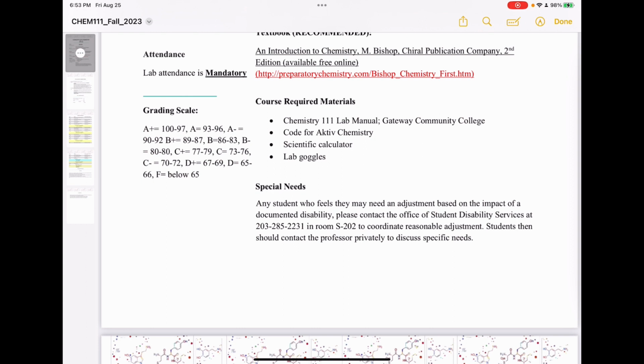The code for Active Chemistry is also a requirement, because Active Chemistry is a platform that we'll be using to submit our homework assignments as well as one of our take-home exams. So I will have on Blackboard instructions on how to log into Active Chemistry and how to set up your own account.